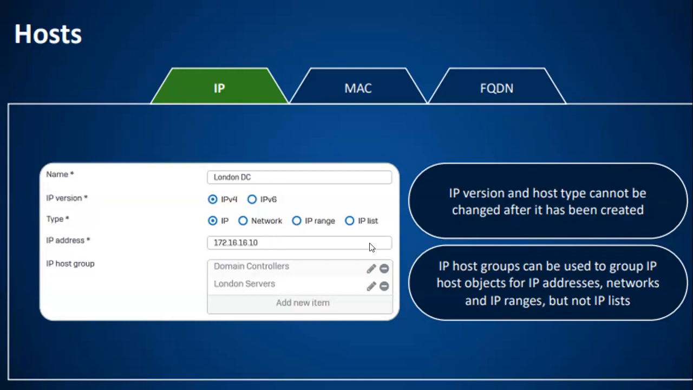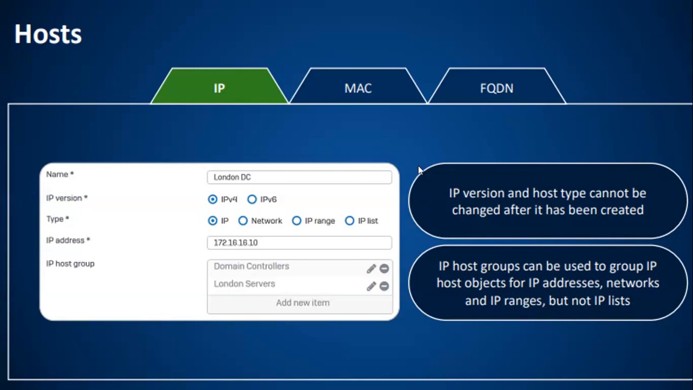Alright. So IP host groups can be used to group IP host objects for IP addresses, networks and IP ranges, but not IP lists. Yes. So if you make a group, it will not be possible for IP lists, but it will work for IP range and network. Okay, we will also test on the lab whether this works or not. Alright, so we will create these objects, each and everything we will test it, so that will make sure that every functionality of the firewall is working. And if you are doing any deployment in the future, you will know what the limitations are, and what things we should take care of.